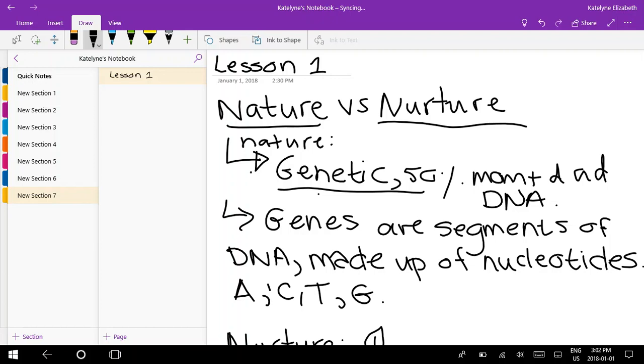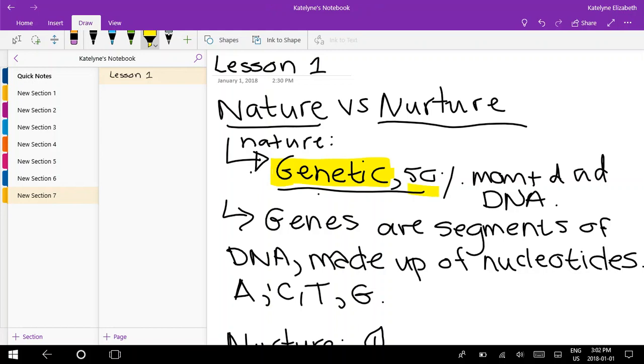So, the first thing you want to go over is nature versus nurture, and what is the difference between them. So let's go over nature. Nature is the genetics. So we inherit 50% of our DNA from mom and dad, 50%.